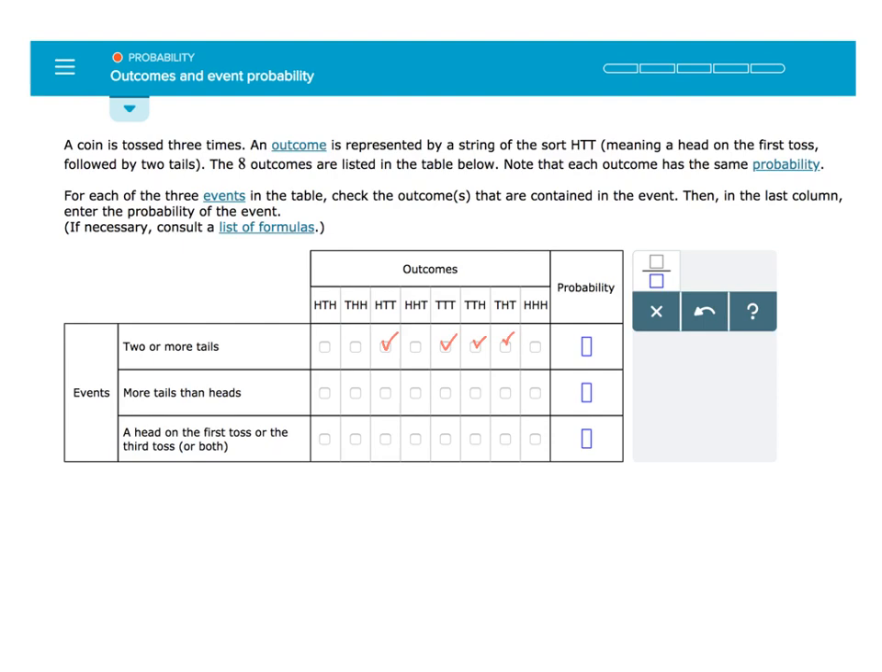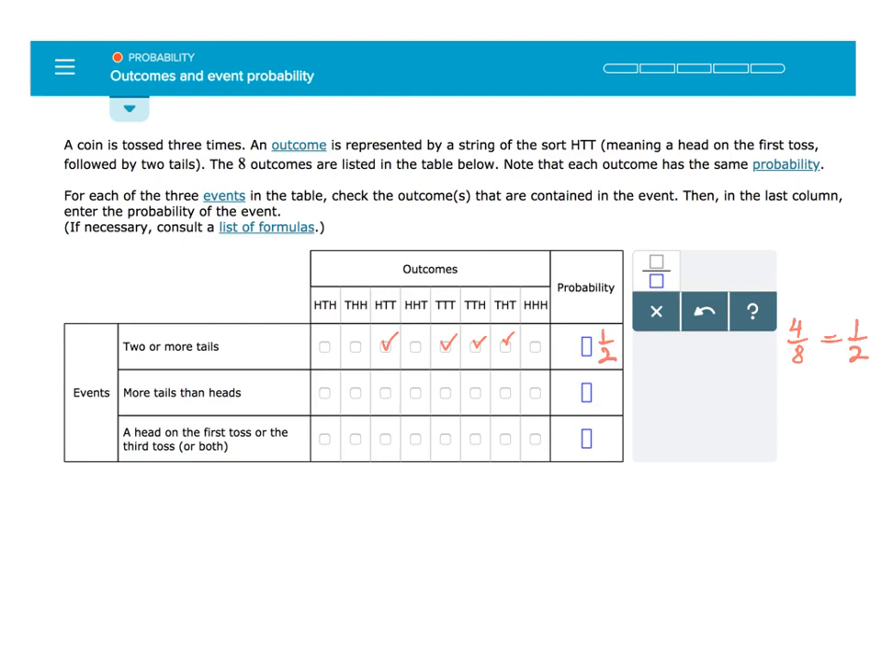So out of 8 outcomes, 4 meet this requirement. It means 4 out of 8. After your simplification, a half. So I'm going to write down 1/2 as my probability of this first event.